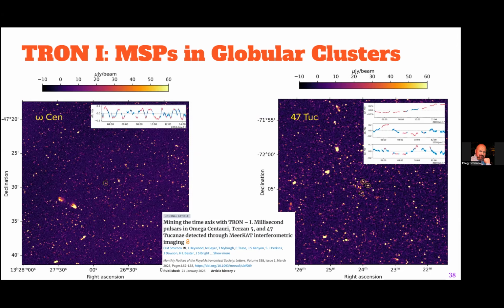So we picked up a known millisecond pulsar in Omega Centauri. In 47 Tucanae, the top two are known millisecond pulsars, discovered previously by dedicated pulsar searches, right? And the third object is what we propose as a millisecond pulsar candidate, because it's behaving just like a millisecond pulsar, but the pulsar people haven't found it yet.